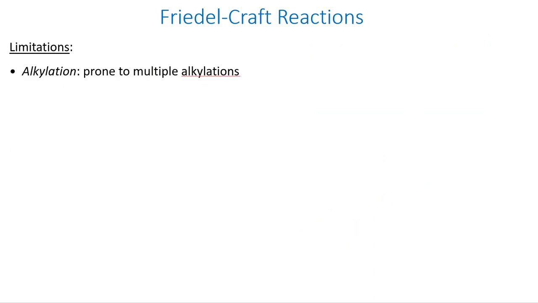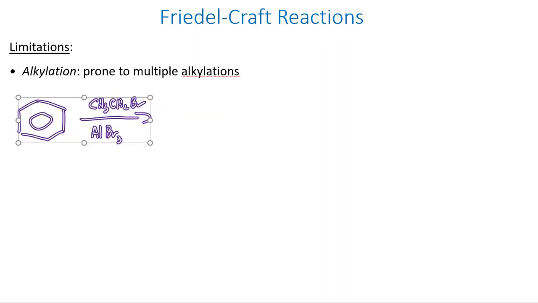The next drawback is that alkylations are prone to multiple alkylations. This is essentially a rate effect, and if we think about an alkylation, let's say, of benzene with ethyl bromide and AlBr3. We usually use the chlorides for these, but we can use the bromide just as well. What would the predicted product of this reaction be?